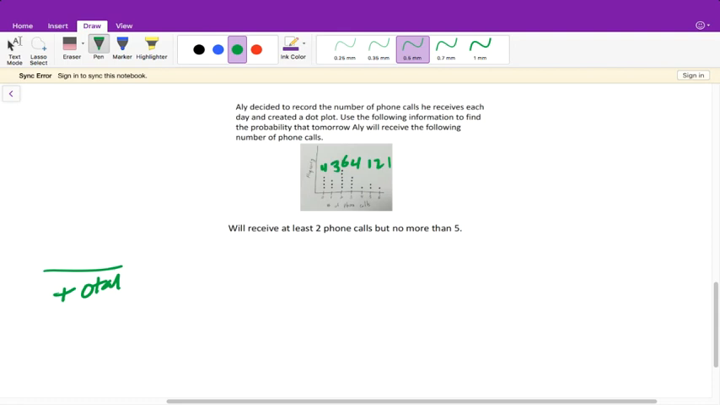4 plus 3 is 7, plus 6 is 13, plus 4 is 17, plus 1 is 18, plus 2 is 20, so 21 days. So there are 21 days. That's what each dot represents. At the end of the day, he wrote down how many phone calls he received. So there's 21 days that he kept track.